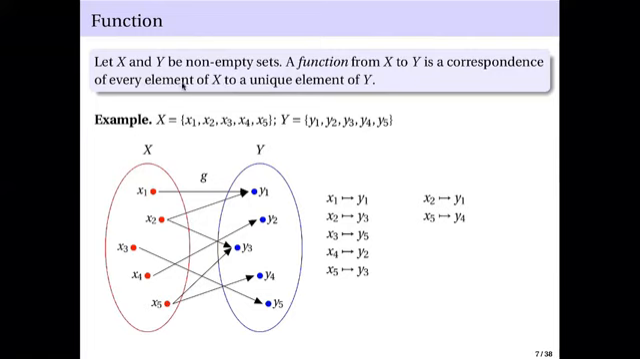Although they have partners, it's not unique, or their partners are not unique. Your x2 has two partners, y1 and y3. Your x5 has two partners, y3 and y4. So this means that your relation G is not a function from x to y. It is a relation, but it is not a function.